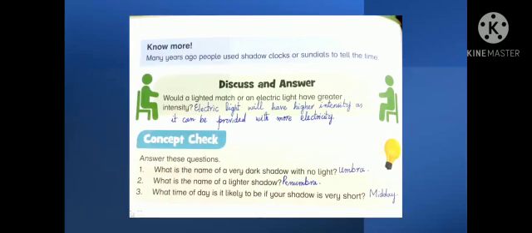Some concept check is there. Would a lighted match or an electric light have greater intensity? So its answer is that electric light will have higher intensity as it can be provided with more electricity. So number 1 question, what is the name of a very dark shadow with no light? That is umbra. What is a name of a lighter shadow? Penumbra. What time of day is it likely to be if your shadow is very short? That is midday.